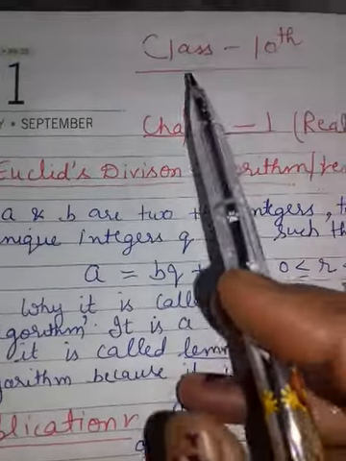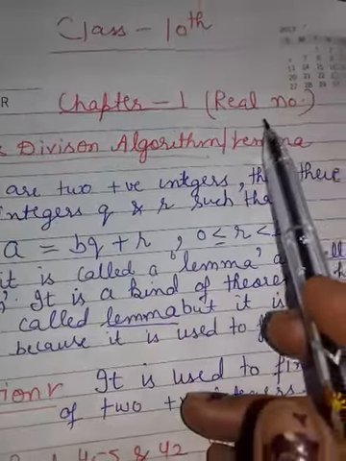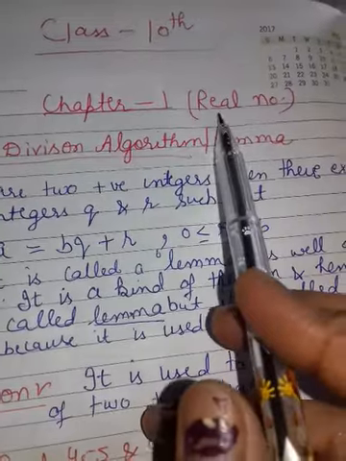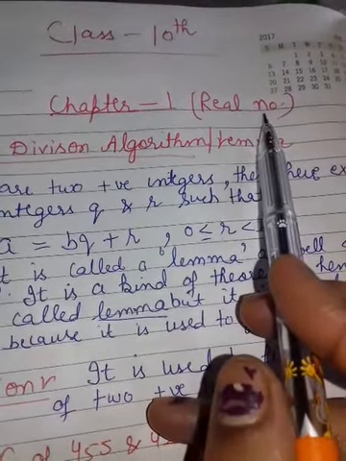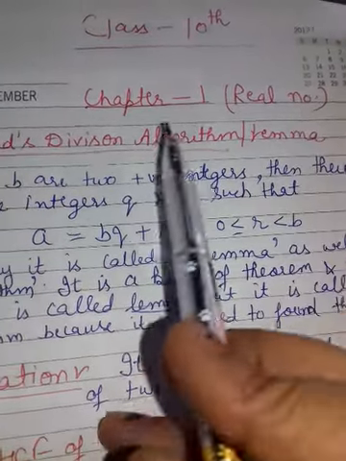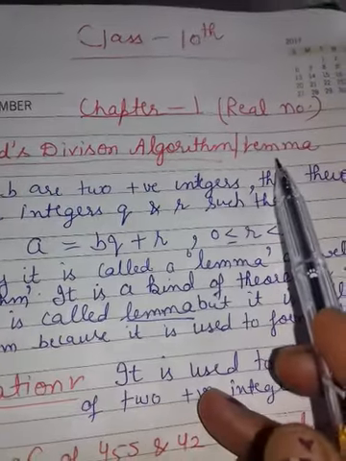Hello friends, let us discuss the concept of class 10th chapter first, that is, real numbers. I always explained about the real number. If you want to check what is real number, you can see my previous video. Now we are going to start Euclid's division algorithm and lemma.